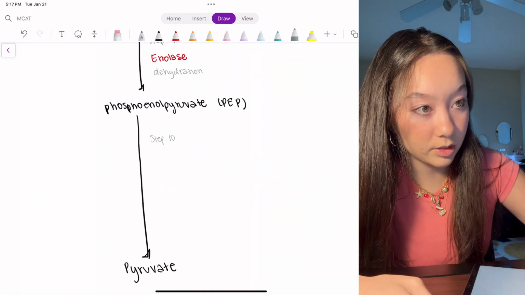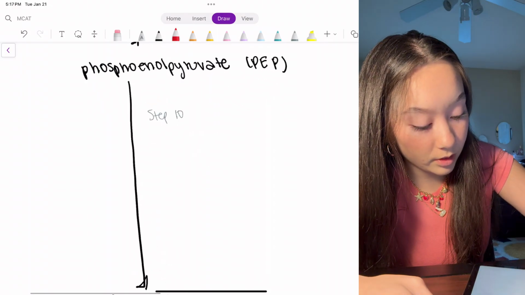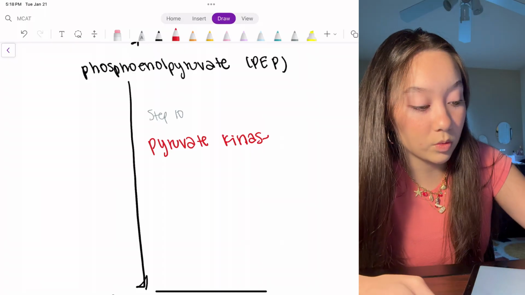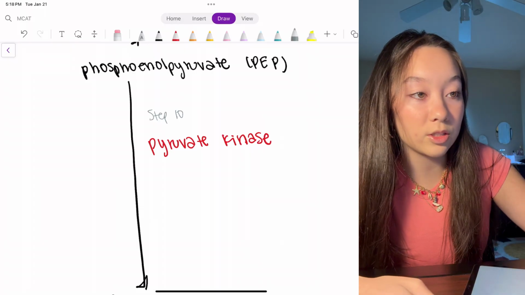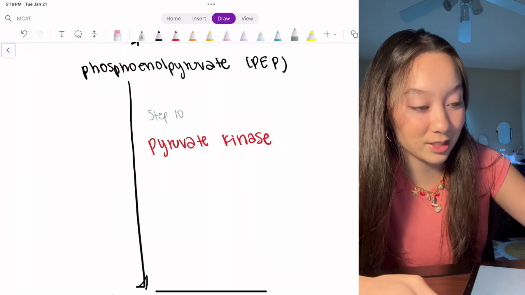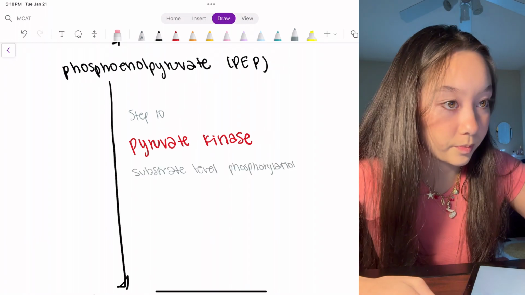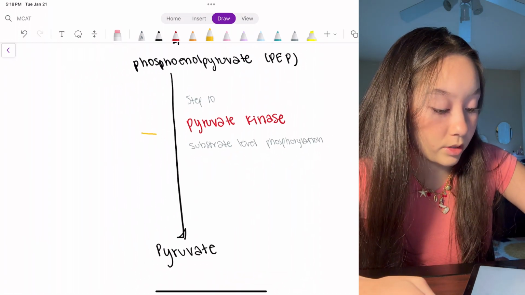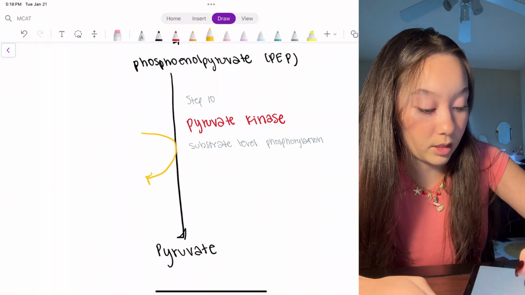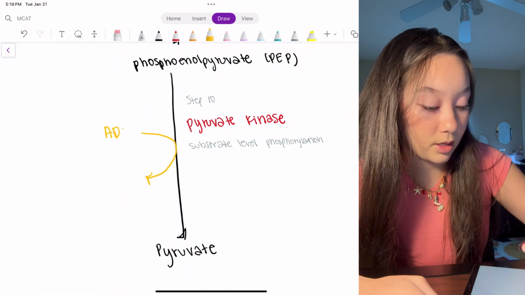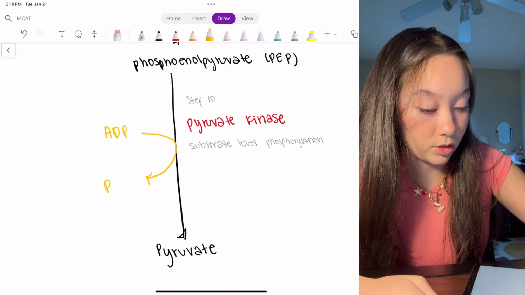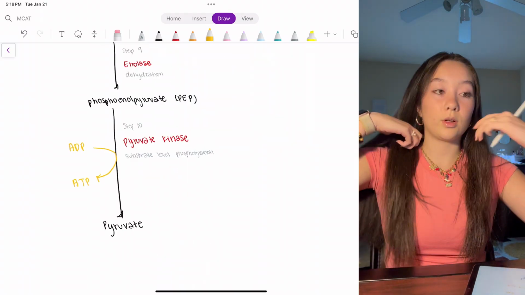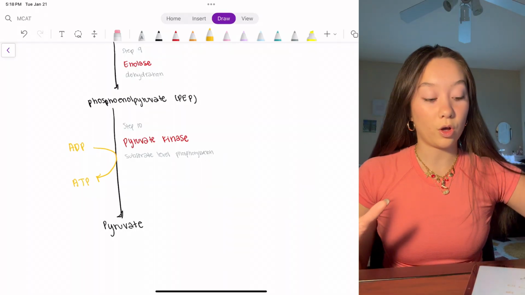This is catalyzed by an enzyme called pyruvate kinase. And just by the word kinase, you already know that this is going to be a substrate level phosphorylation. And since it is a kinase, we are going to be taking an ADP, adding a phosphate group, and turning it into ATP. Okay, that was the last step. We got all the way to pyruvate.